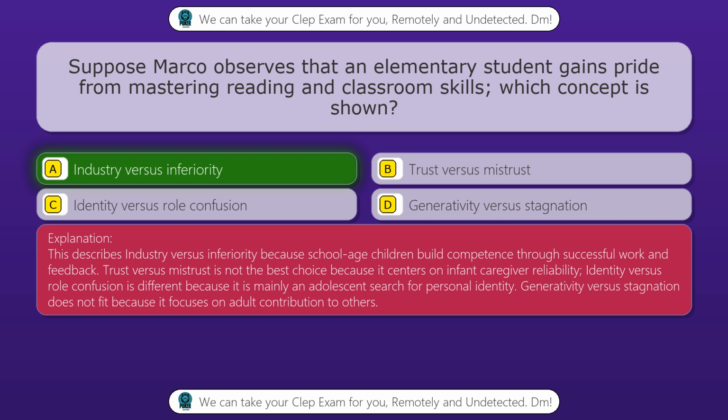This describes industry versus inferiority because school-age children build competence through successful work and feedback. Trust versus mistrust is not the best choice because it centers on infant caregiver reliability. Identity versus role confusion is different because it is mainly an adolescent search for personal identity. Generativity versus stagnation does not fit because it focuses on adult contribution to others.